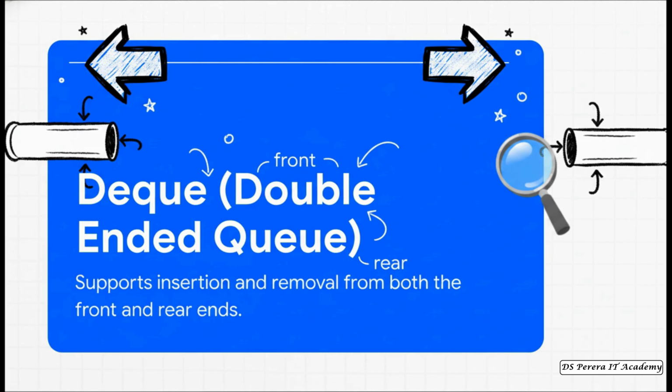Now, be really careful here not to get the name DQ mixed up with the DQ operation we talked about earlier. They sound similar, but they're totally different. A DEQ is way more flexible because it lets you insert and remove items from both ends, the front and the rear.